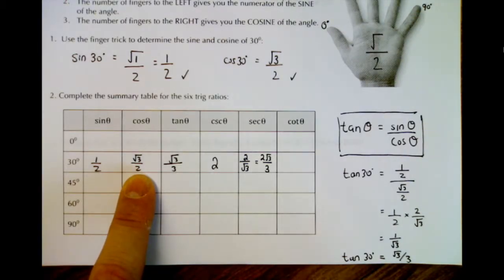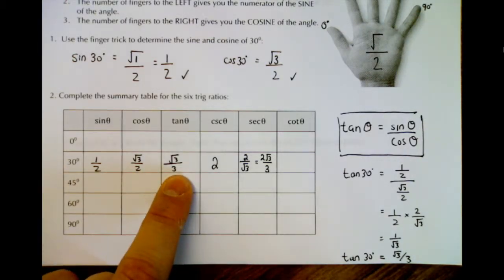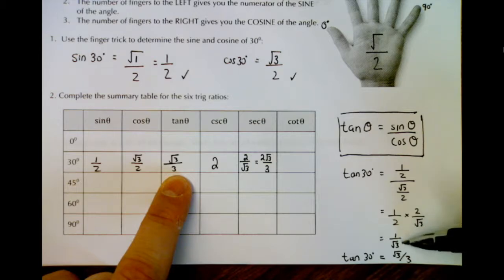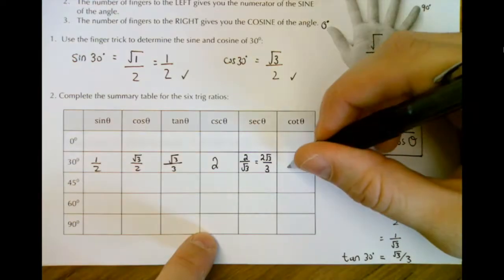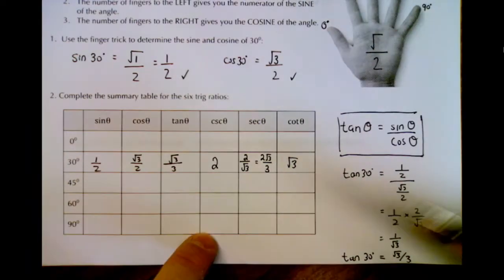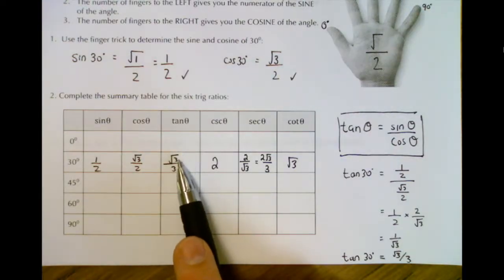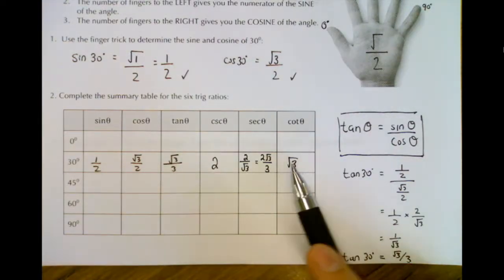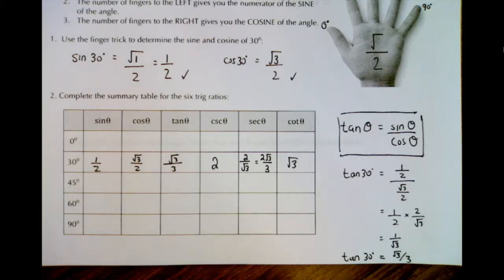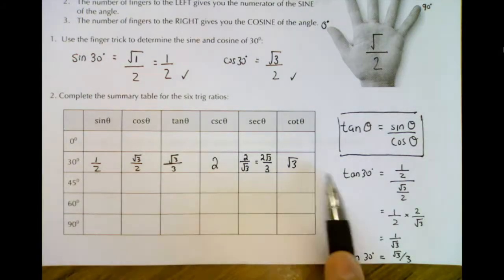And to get cotan, we flip this one, but that one's tricky to flip. It's actually easier if you flip this one. 1 over root 3 would give you root 3 over 1. If you flip this one, you get 3 over root 3, and then you can divide top and bottom by root 3 to end up with root 3. These are the exact values for 30.